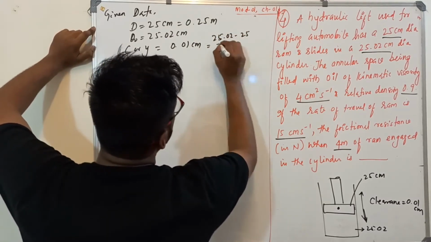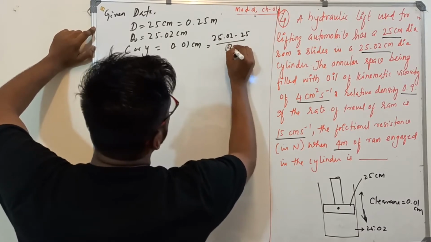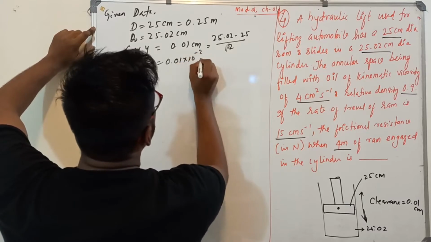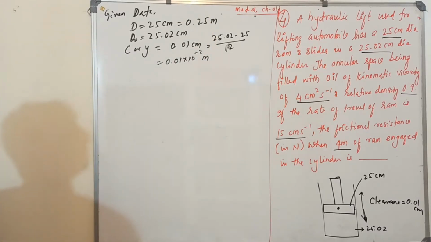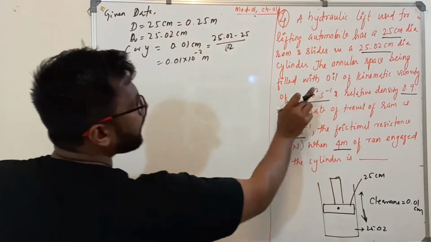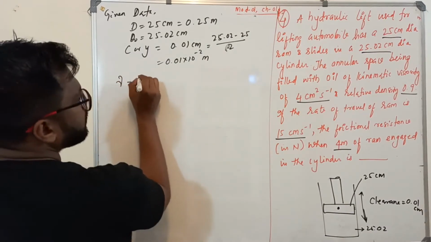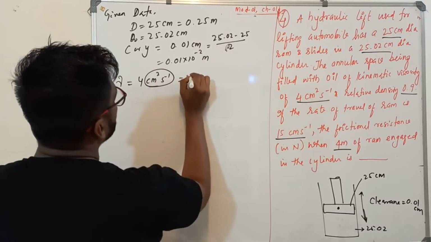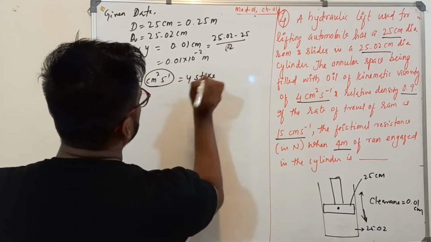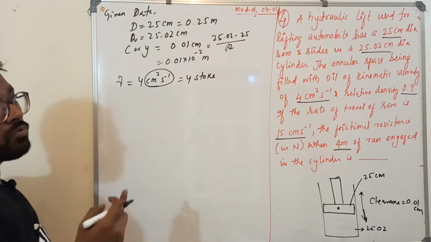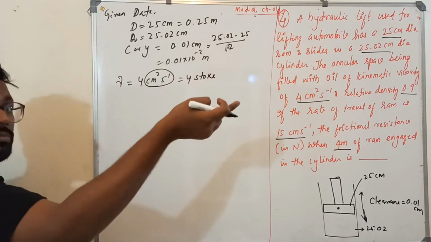25.02 minus 25 by 2. Okay, 0.01 centimeter, that is 0.01 into 10 to the power minus 2 meter. You convert everything into what? Convert everything into meter. See your Y you got. Very, very good. Kinematic viscosity nu is given 4 centimeter square per second. We know this, we call it Stoke. How much is given nu? 4 Stoke. 1 Stoke is how much? 1 Stoke is 10 to the power minus 4 meter square per second.